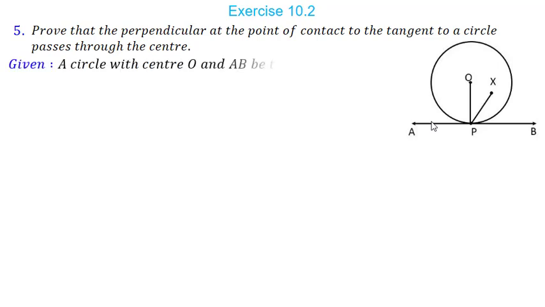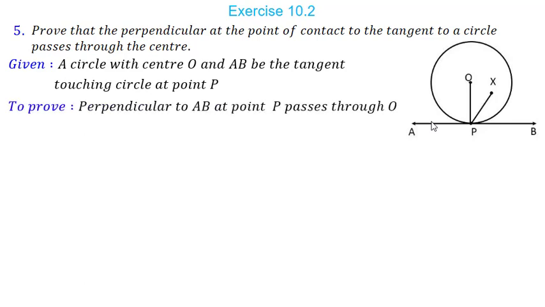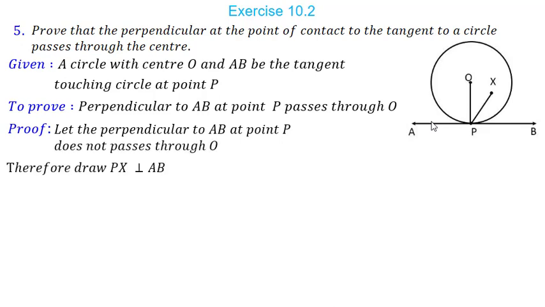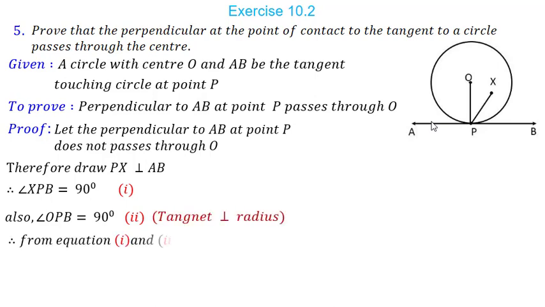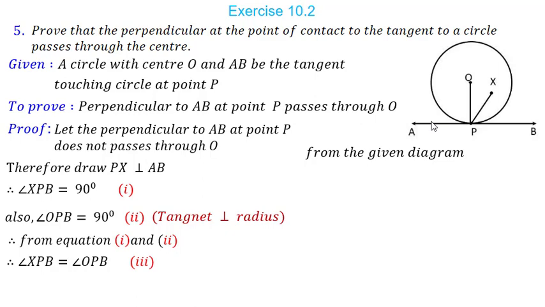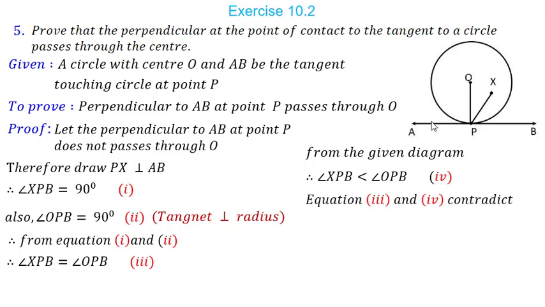So let us start. Given is a circle with center O and AB as a tangent touching the circle at point P. We have to prove that the perpendicular to AB at point P passes through O. So in the proof, we will consider that the perpendicular to AB does not pass through point O. So we draw PX perpendicular to AB, and hence angle XPB will become 90 degrees. Also we know that OP is perpendicular to PB as the tangent is perpendicular to the radius. So from equations 1 and 2, we can say that angle XPB is equal to angle OPB. But if you see the diagram, angle XPB is less than angle OPB, right? So equation 3 and equation 4 contradict each other.